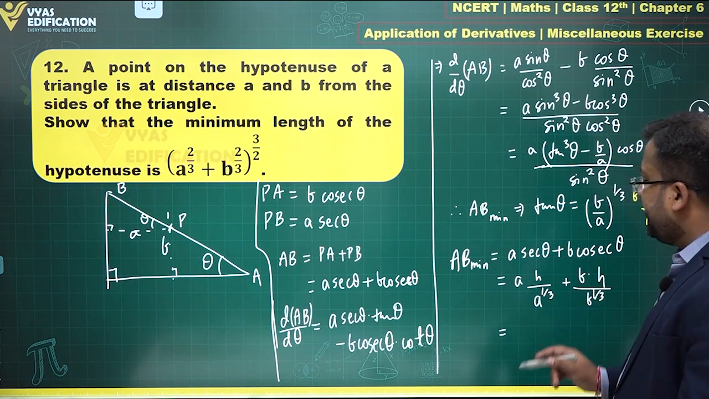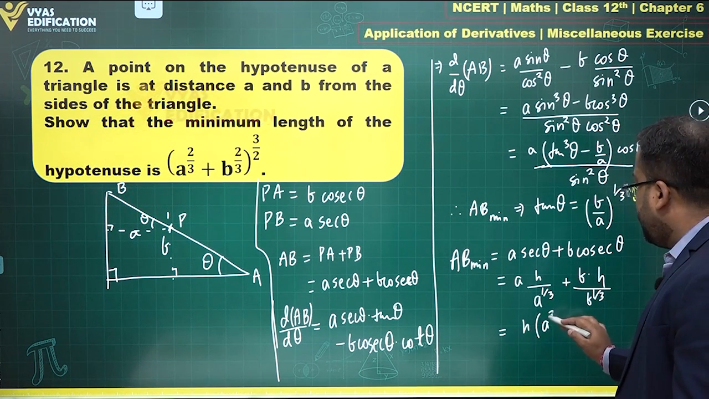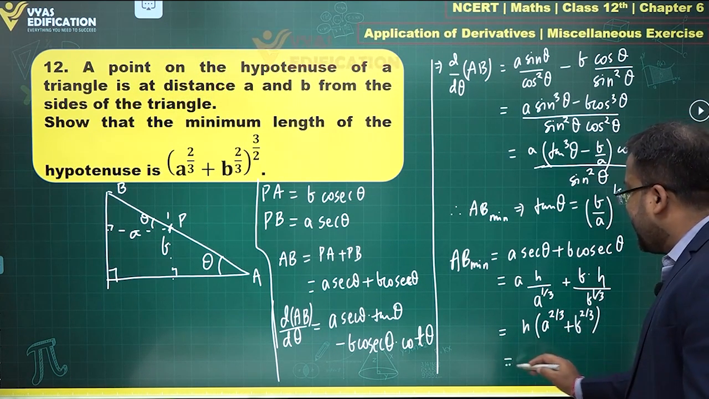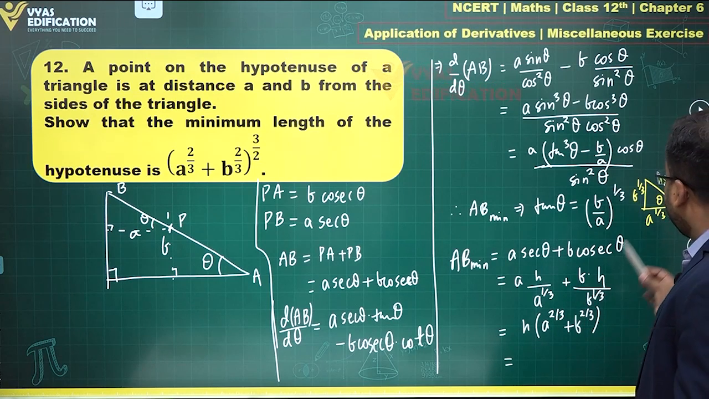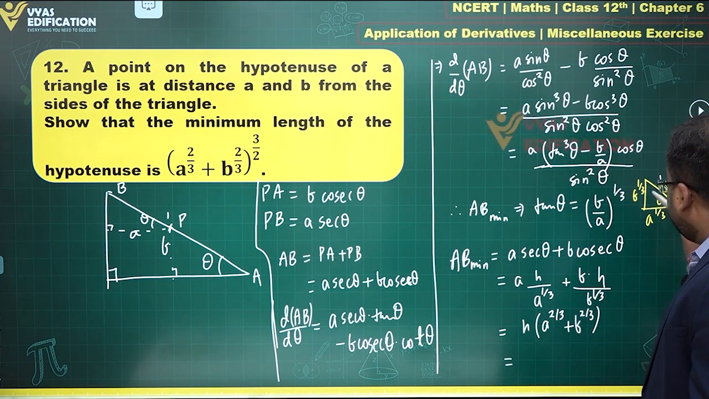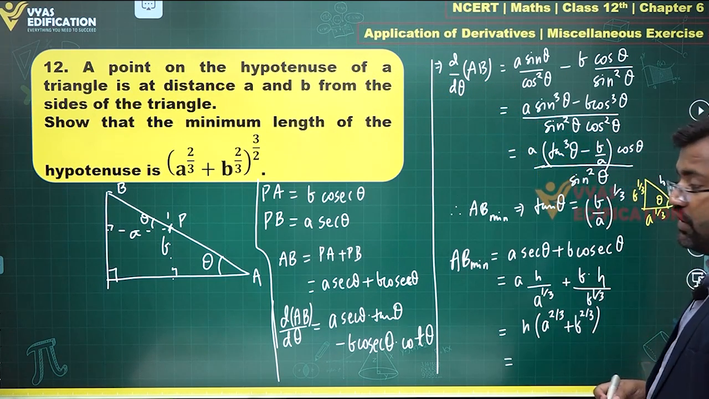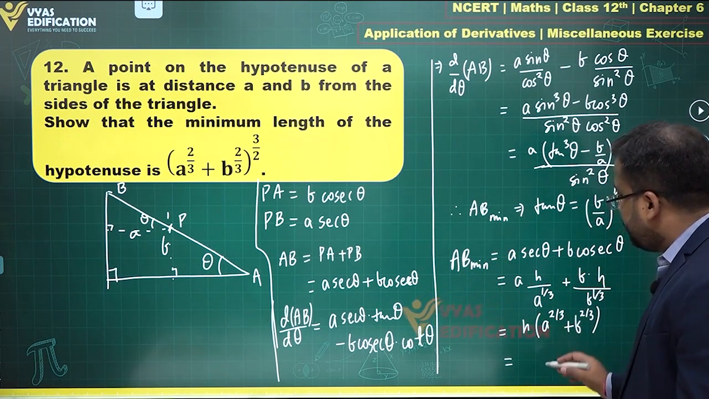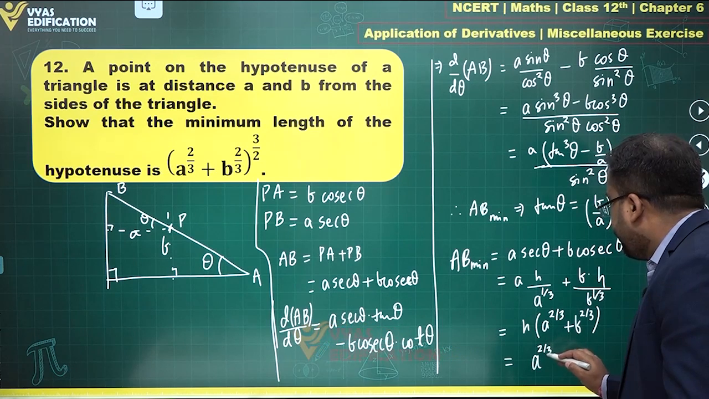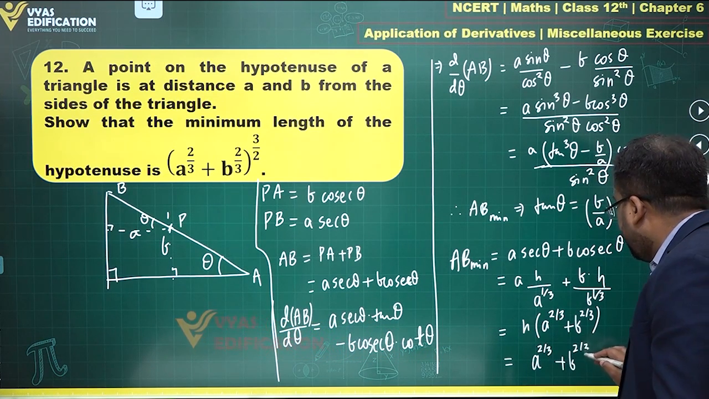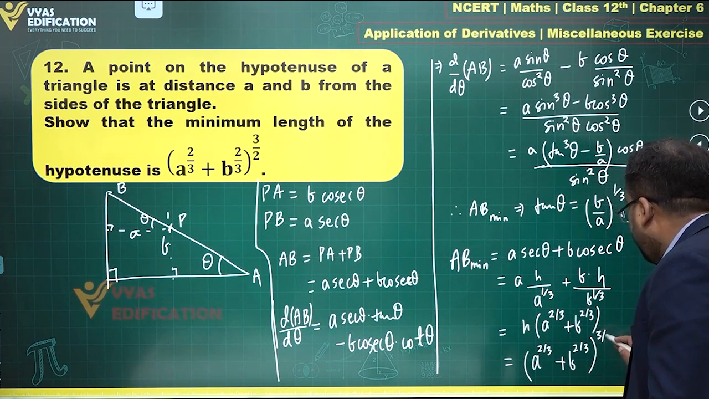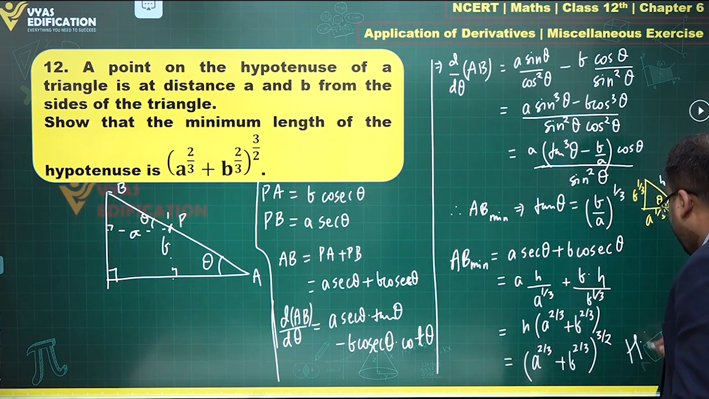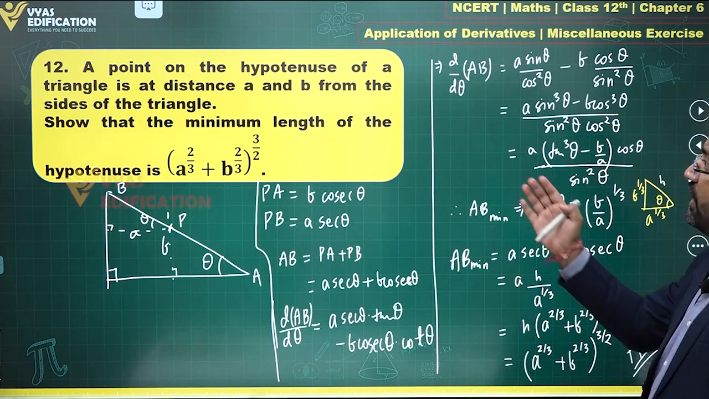This is a power 2 by 3, h will come out common, a power 2 by 3 plus b power 2 by 3. What is this h actually? This h is nothing but a power 2 by 3 plus b power 2 by 3 under root. Okay. So under root of this whole thing and multiplied with this whole thing will be a power 2 by 3 plus b power 2 by 3 raised to power 3 by 2. And yes, this is what we wanted to prove, right? That's the complete proof of this question for you.